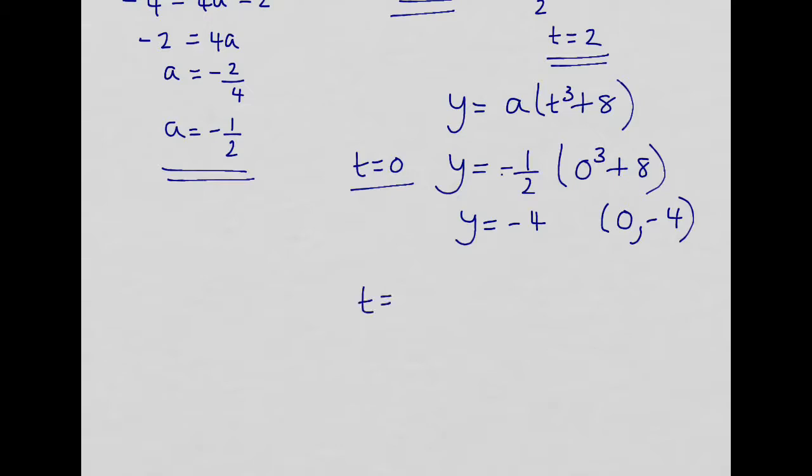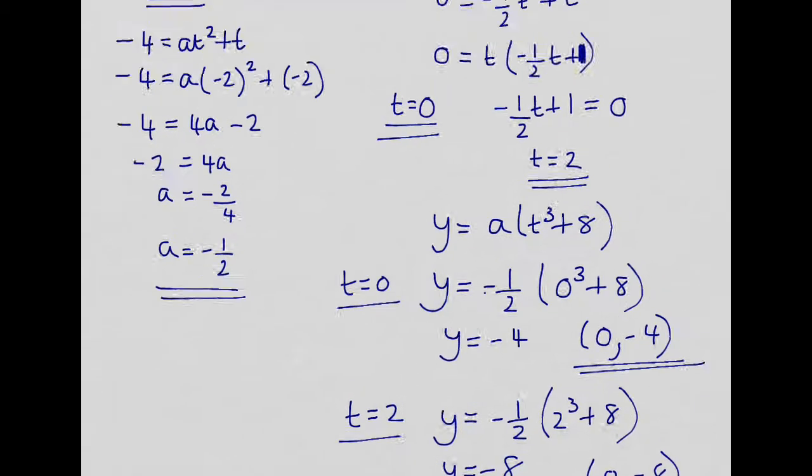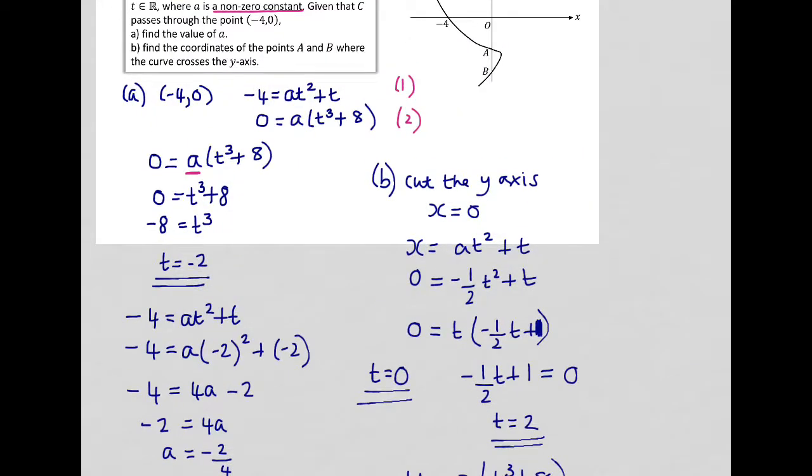The other value is when t equals 2. So y equals negative a half of 2 cubed add 8. So that would be y equals negative 8. So my coordinate is 0, negative 8. I think that's everything done now. Underline my answers, make sure they stand out so I can see them as well. Check back. Find the coordinates of the points A and B, where the curve crosses the y-axis. Yep, that's it. Done.